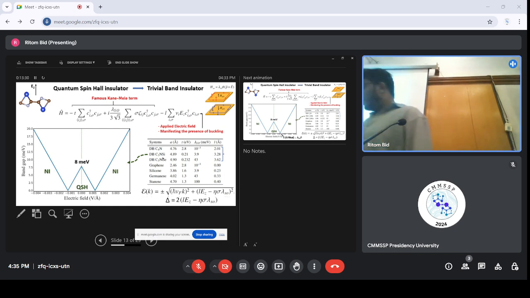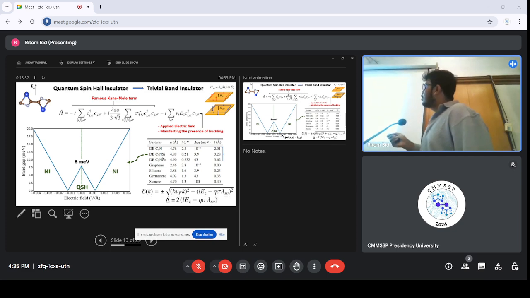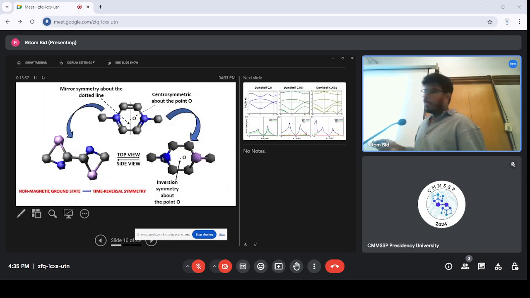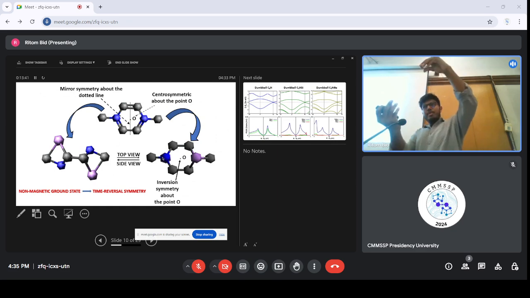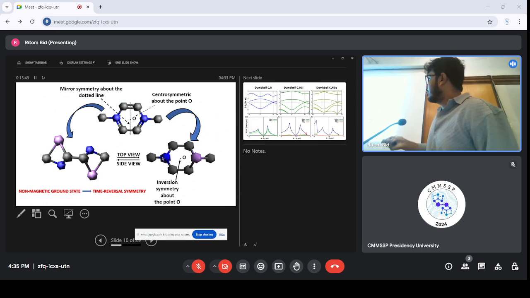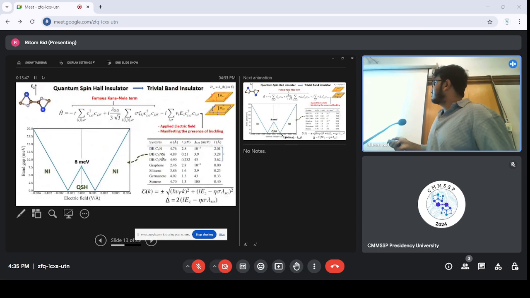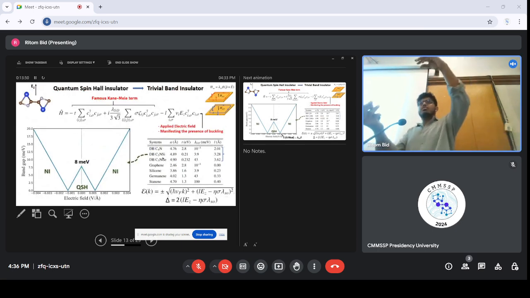Buckling means the out of plane displacement of the layer, because the parent C3N structure had no buckling. You can see the parent monolayer has no buckling, it's a planar structure. But when we put the adsorption, there is an out of plane buckling contribution. So if you apply an electric field, you can break the inversion symmetry. You can assign different potential terms to the different sublattices.